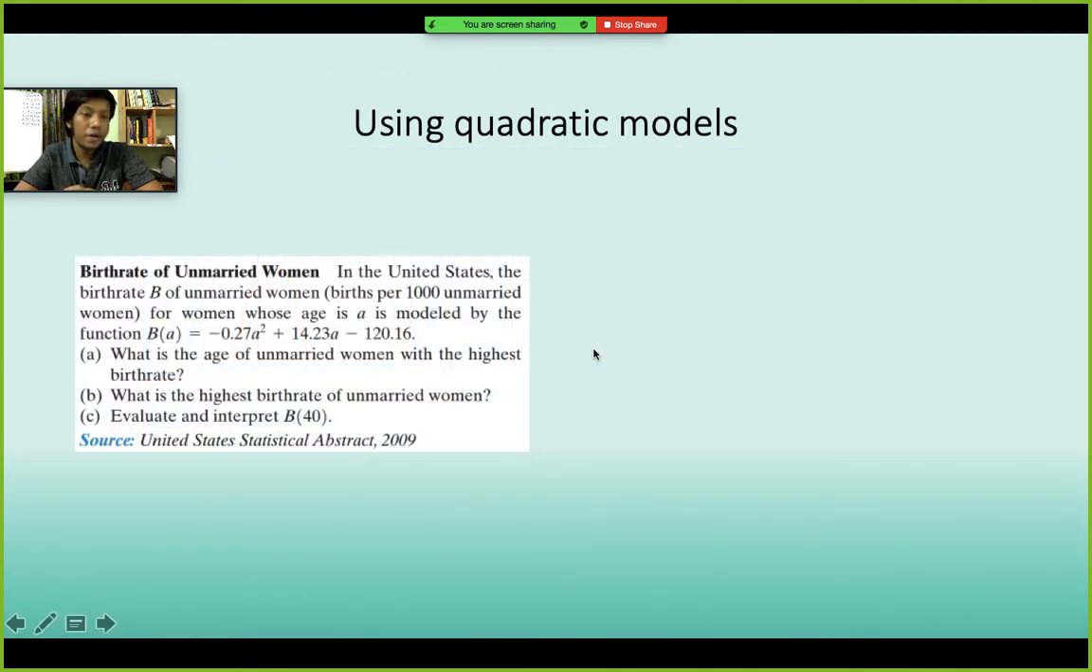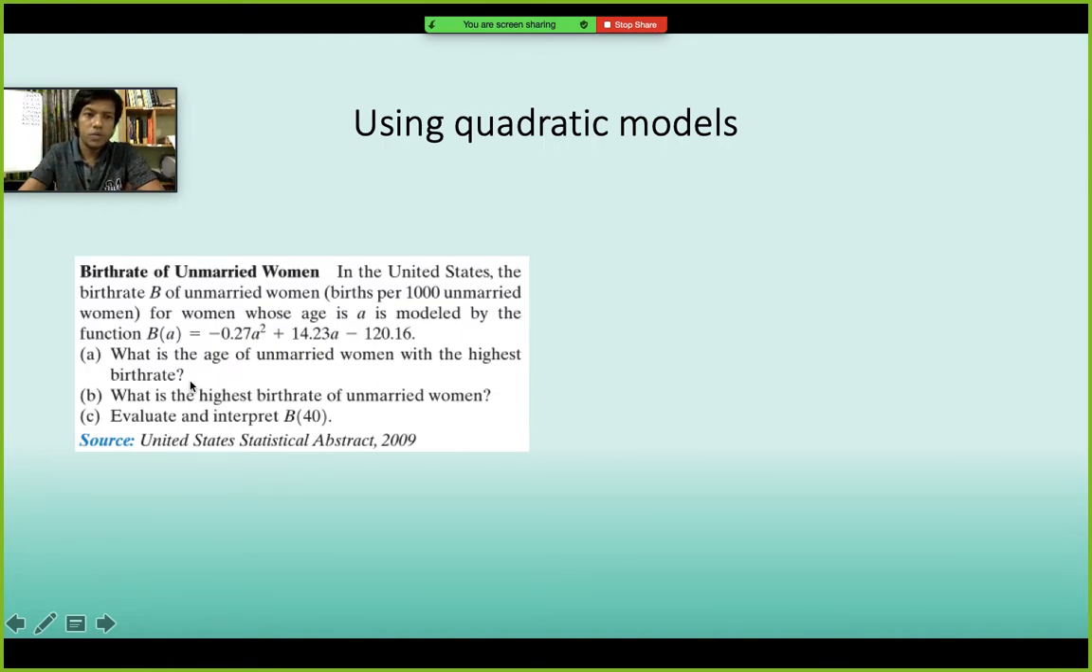Okay. So using quadratic models, these are another very good application. We have more applications down here. Quadratic models. So there is a math problem here. In the United States, the birth rate B of unmarried women, births per 1,000 unmarried women, for women whose age is A, is modeled by some function. So our function is given. What is the age of unmarried women with the highest birth rate?